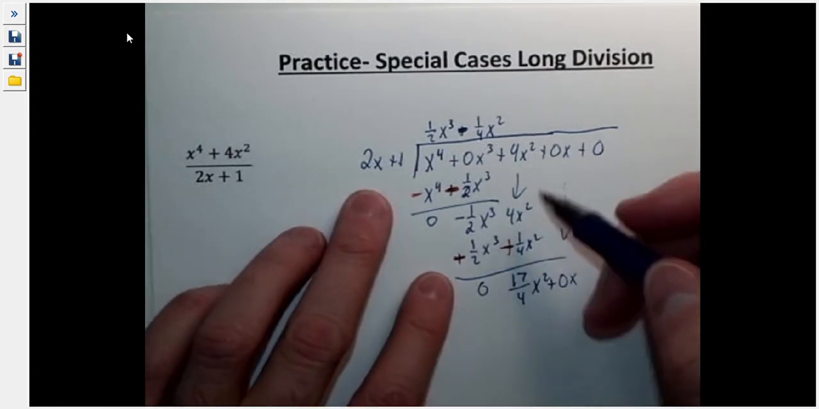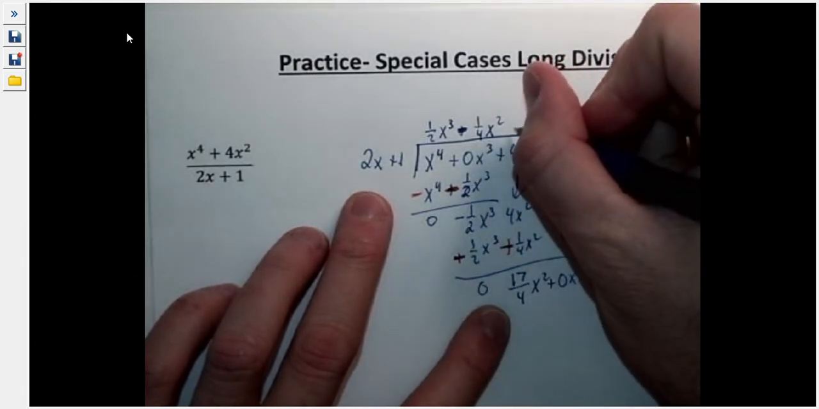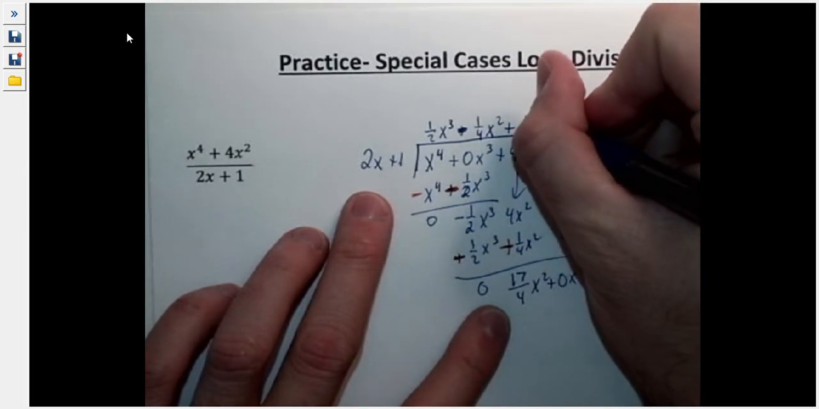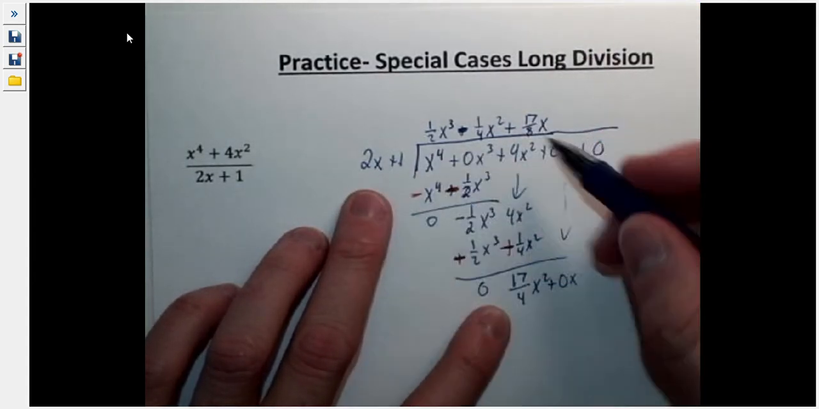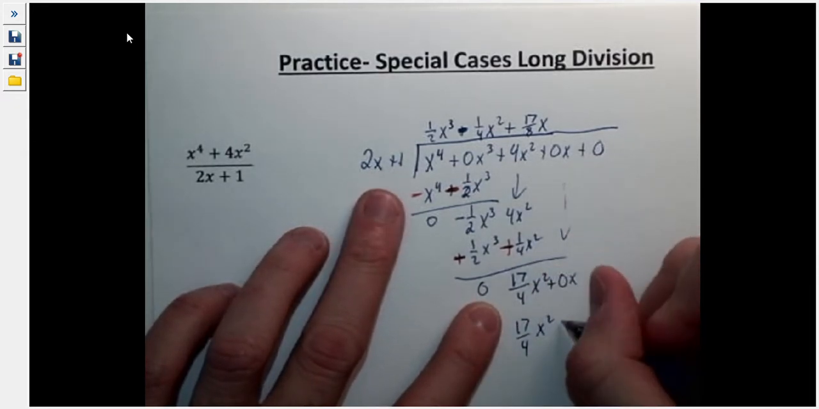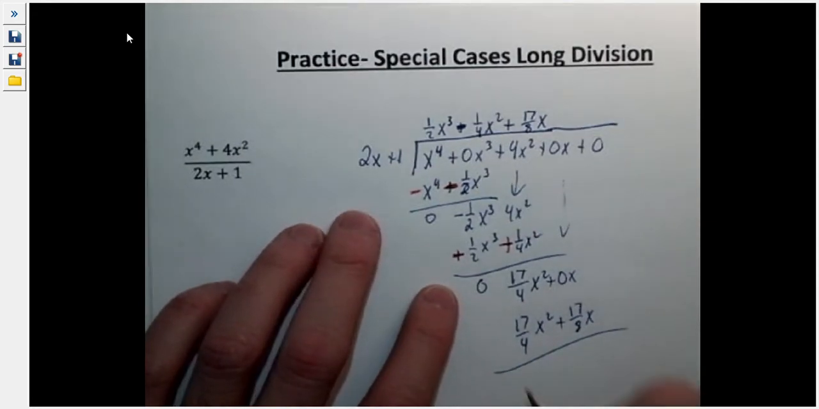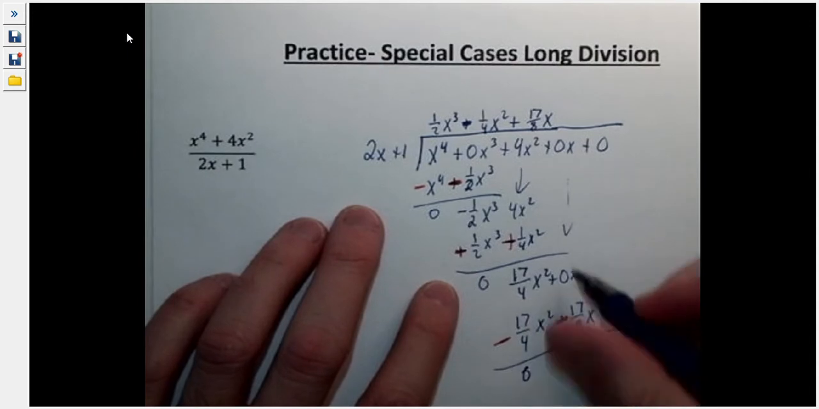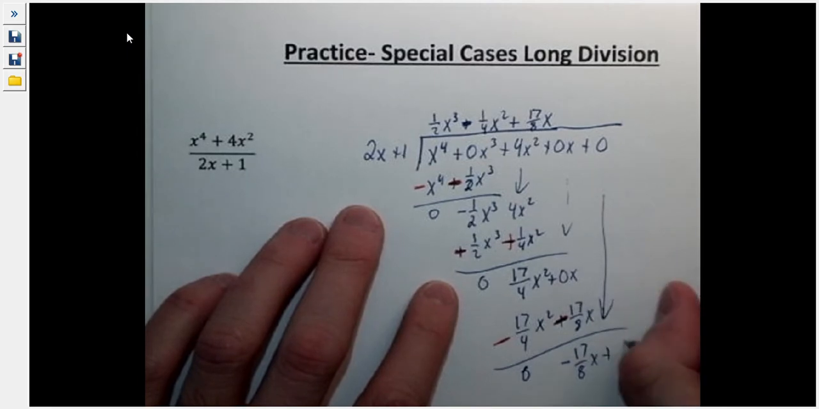Now, what times 2x is going to give me 17 over 4 x squared? So we know that it's going to be positive, and it's going to be 17 over 8x. So 17 over 8x times 2x is going to give me 17 over 4x squared, and then plus 17 over 8x. Subtract, changes the signs, so you get 0, and then here you're going to get negative 17 over 8x. Bring down your last term, plus 0.